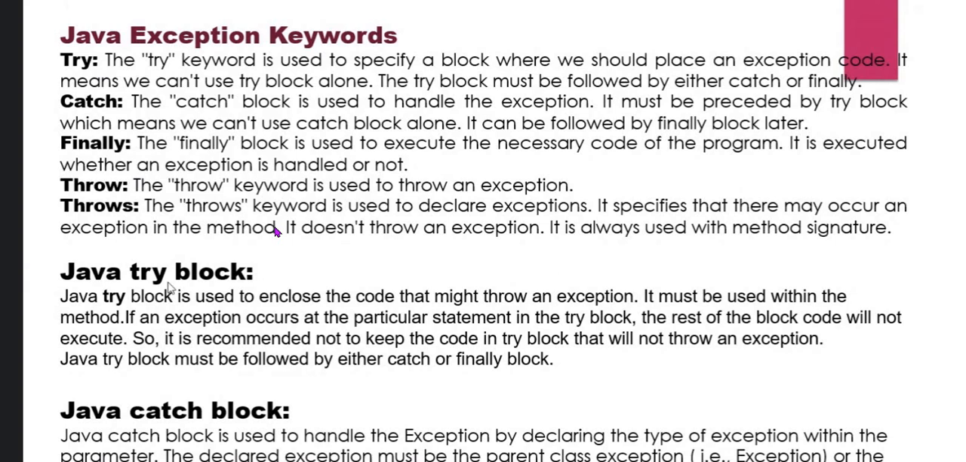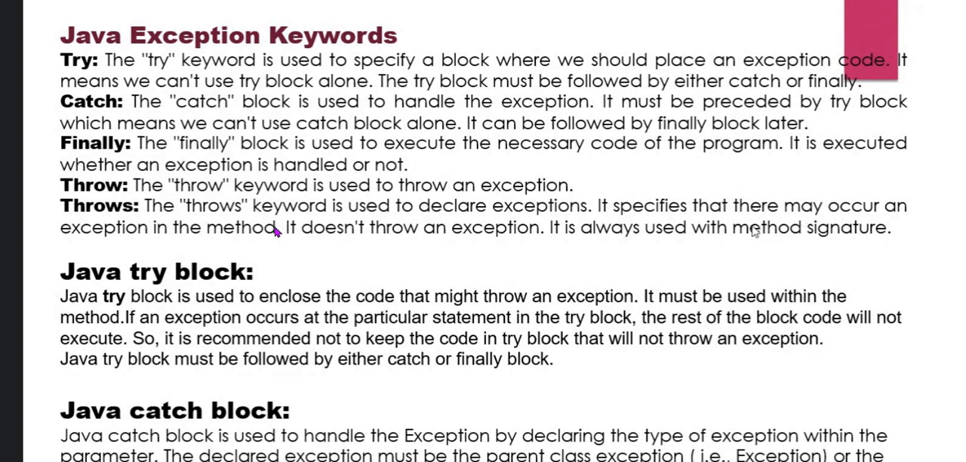Right. So the next is the throw keyword, which is used to throw an exception. The throws keyword is used to declare an exception. It specifies that there may occur an exception in the method. It does not throw an exception. It is always used with the method signature.